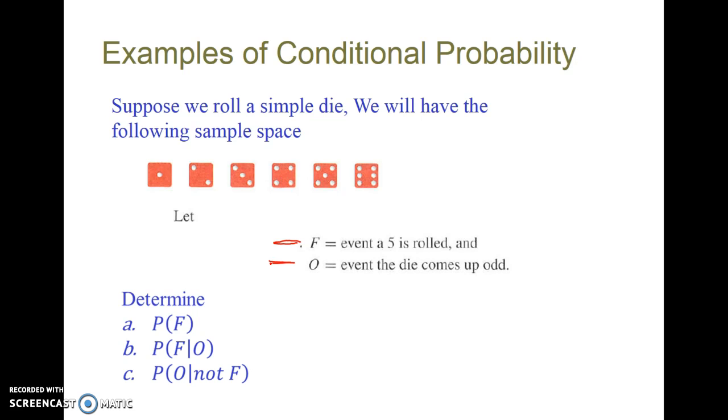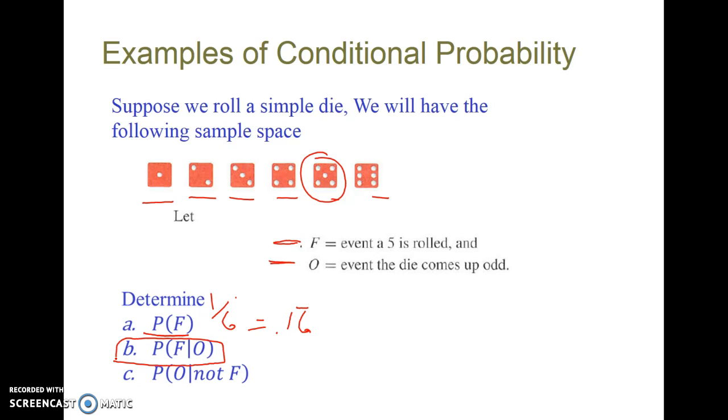The first thing is the probability of F. It's denoted like this. The probability of event F happening would be 1 out of the 6 different possibilities, because we have 6 different outcomes that could happen, only one of which is a 5. So we take 1 divided by 6, which is 0.16 repeating. So the probability of F is equal to 0.16 repeating. Well, now let's get into conditional probability.